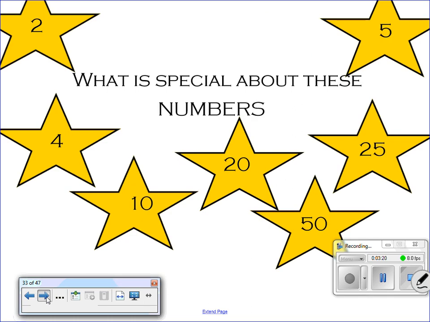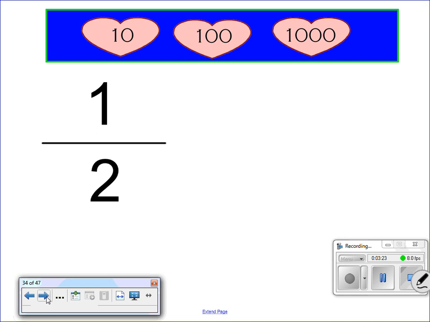So we have all these numbers here. Let's take a look now. So 10, 100, 1,000. Now we have the number half. We have to change that into a decimal. How are we going to change that into a decimal? Back to equivalent fractions. I'm going to change this into something with the denominator 10, 100, or 1,000.